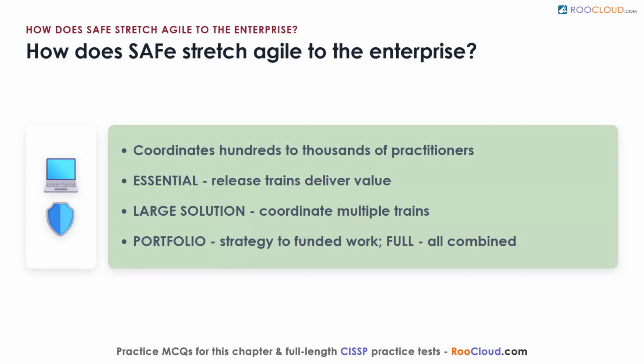Large organizations struggle to run Agile across many teams at once, and the scaled Agile framework offers a structured way to coordinate hundreds or even thousands of practitioners.